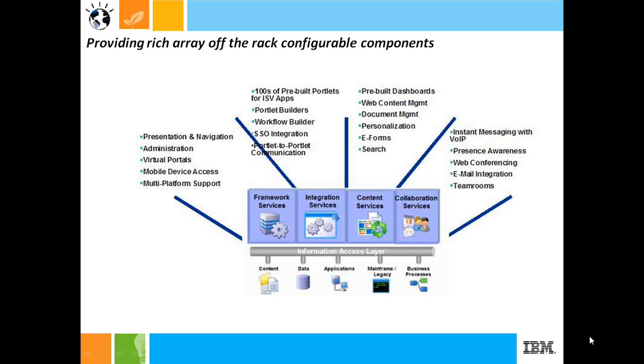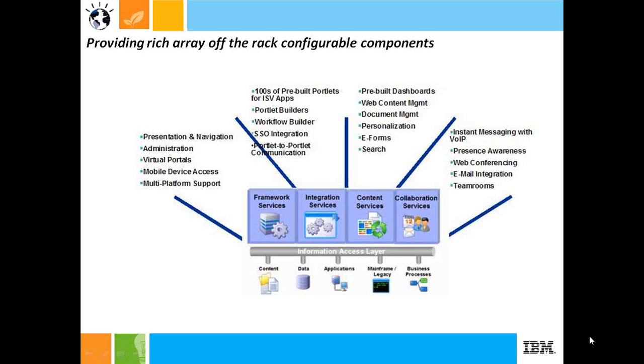So now from 6.1 and above, Portal provides a rich array of tracks and configurable components. So I have presentation, navigation, I have integration services, I have content services, I have collaboration services. Then there's an information layer which is accessing that. So Portal is acting as my presentation layer. Below that, all my integration layers will be there, which will connect to data, application, business process, mainframe legacy, and so on and so forth.